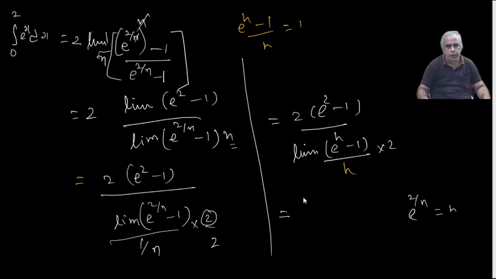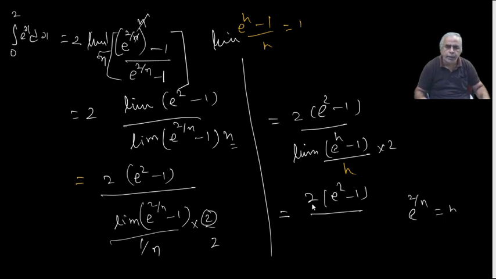So in that case, 2 into e squared minus 1 divided by the whole term, the limit of e power h minus 1 divided by h is equal to 1. So in this case the denominator becomes 1, and you have got already 2 here. So 2 can be cancelled. So the final answer is e squared minus 1. Okay.